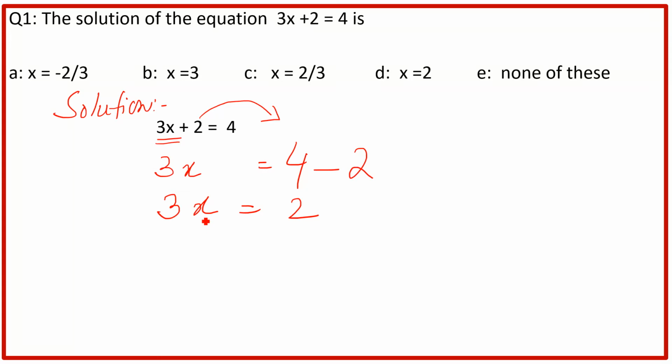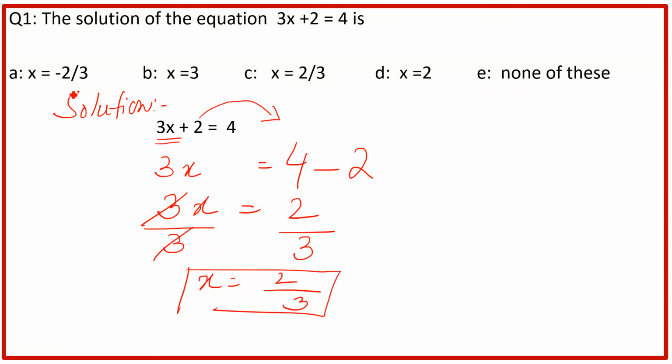Now we have to find out the value of only x. We do not want anything with x. So first of all, we will see what is the relationship between 3 and x. If there is no sign between them, it means it is multiplication. So just divide by 3, but you have to divide on the other side of the equation as well. This 3 will cancel. x is equal to 2 over 3, right? So where is 2 over 3? A is minus 2 over 3. So this one, C, is your answer in MCQs, right?